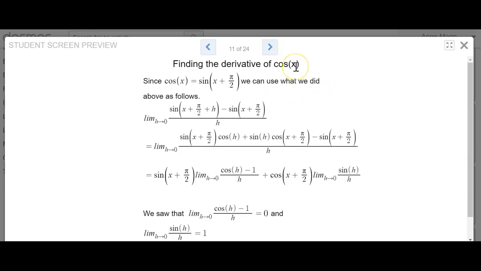Deriving the derivative of cosine x is similar. We can use what we used before by noting that the cosine of x is the sine of x shifted pi over 2 units to the left. So that's this translation. So using the difference quotient again with this representation of cosine x and the angle sum identities again gives us the same type of thing, where I have this factor times this limit and this factor times this limit. So we saw that this limit was 1, this limit was 0.